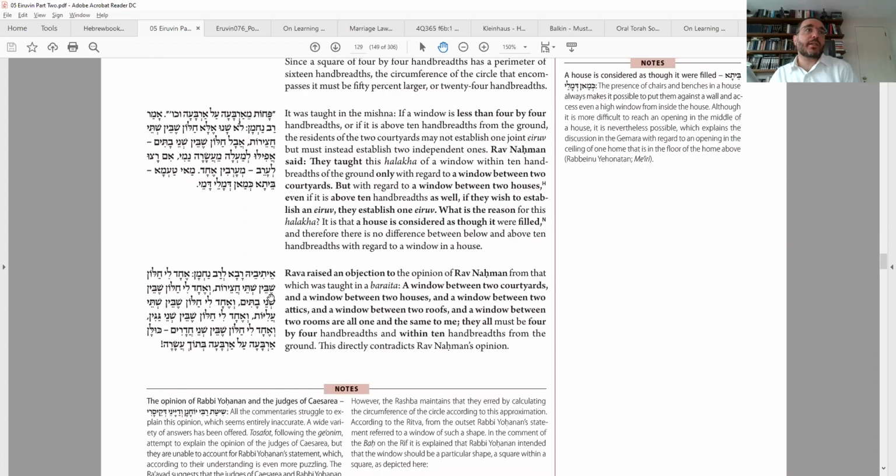Good. That was Rav Nachman's halacha, but Rabba has a question about it from a baraita. אחד לי חלון שבין שתי חסרות, ואחד לי חלון שבין שני בתים, ואחד לי חלון שבין שני עליות, ואחד לי חלון שבין שני גגין, ואחד לי חלון שבין שני חדרים, כולן 4 על 4 בתוך 10.